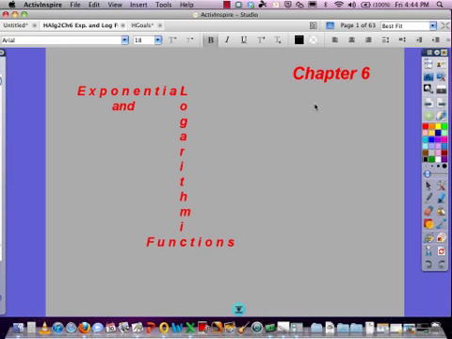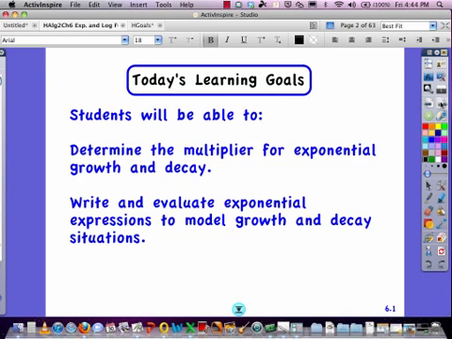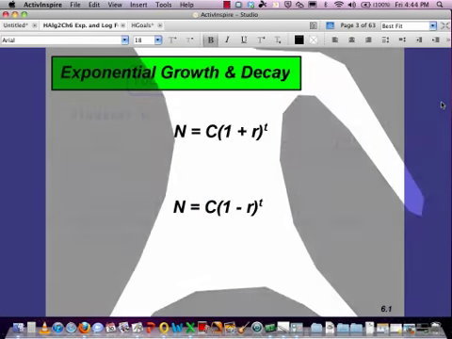All right, we will begin talking about Chapter 6, which is titled Exponential and Logarithmic Functions. And let's share our goals. We want to be able to determine the multiplier for exponential growth and decay, and write and evaluate exponential expressions to model growth and decay situations. So first of all, let's talk about what that growth and decay situation is.